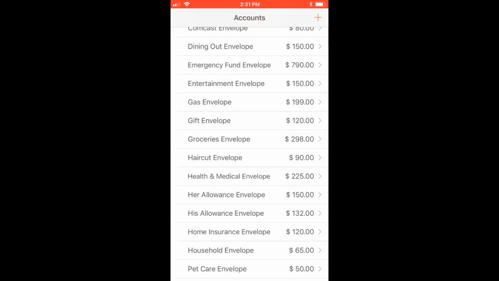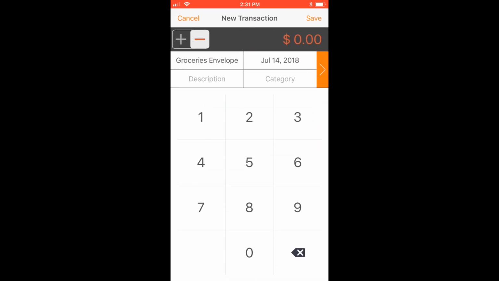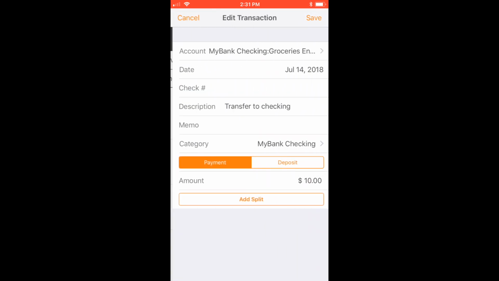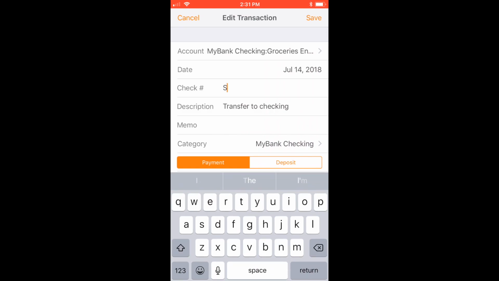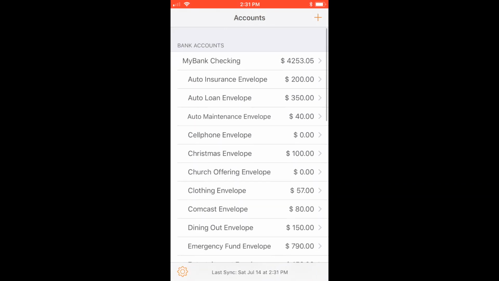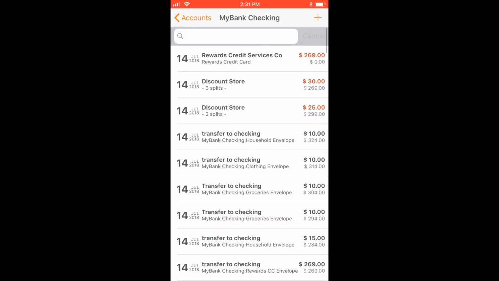We're going to back out of that, and then we're going to go to groceries, plus, and we had $10 there. So transfer that to checking. Click over here, check number. We're going to put skip again. All right, and save. Now we go back up to the my check. We're at 0, which is where we want to be.